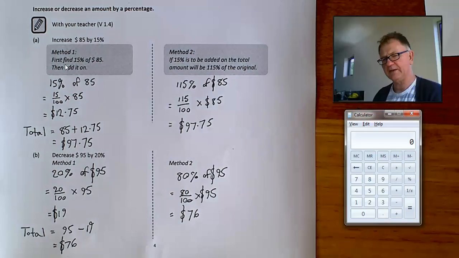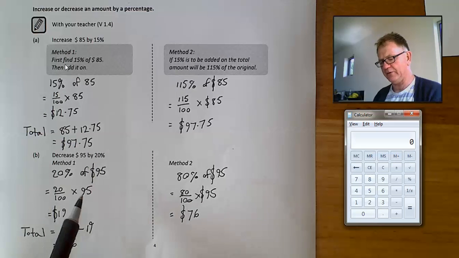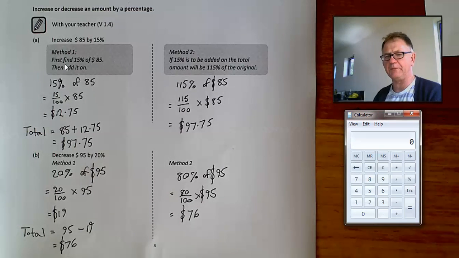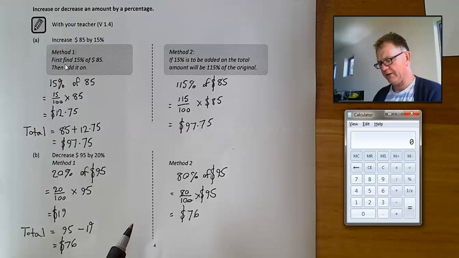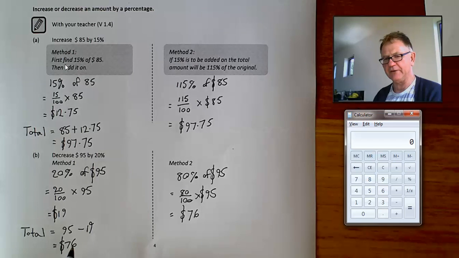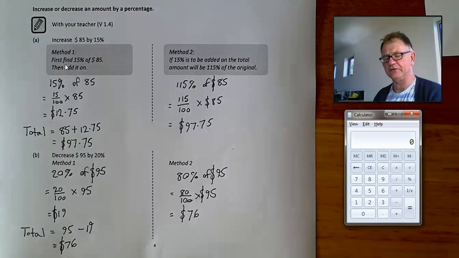Which of the two methods is best? This one or that one? Well, I like them both. This one gets you your answer quickly. This one's useful too because I think it's probably more like the method if you had to do this in your head, and maybe you're in a shop and the shop was offering a 20% discount. This would probably be the sort of method you go through in your head if you're trying to get your answer. So it's useful as well.